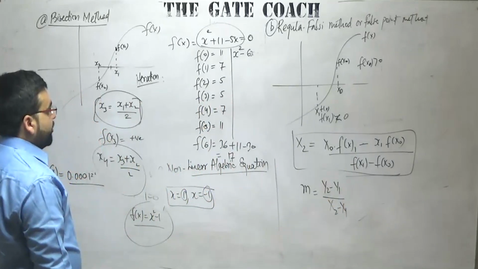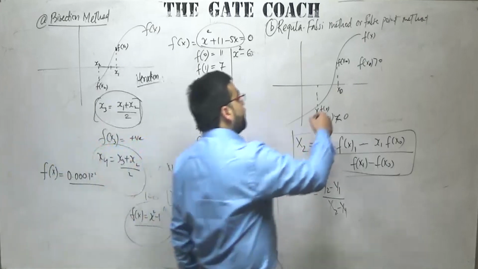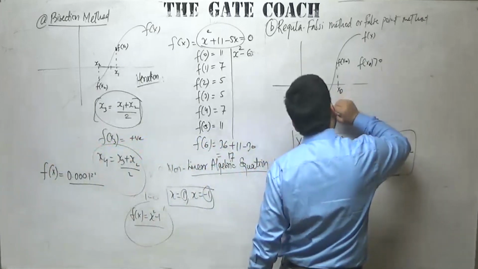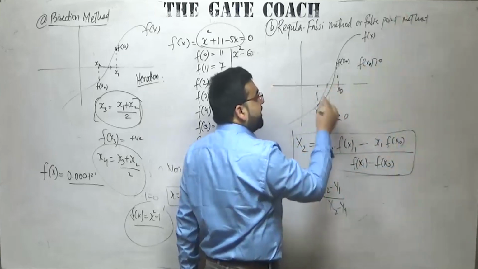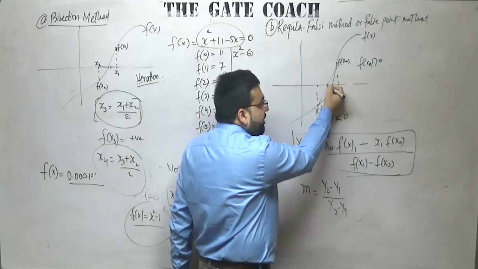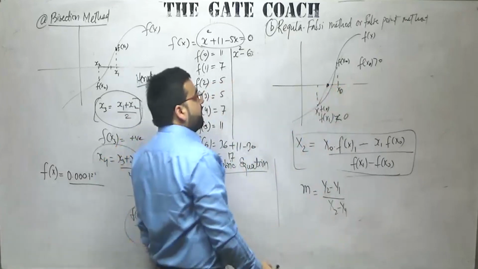Clear? y2 minus y1 upon x2 minus x1. Because if you join these 2 points with a straight line, the intersection of this line will be much closer to the exact root. So you calculate the equation of the line.